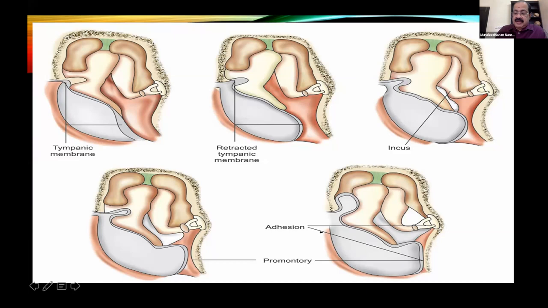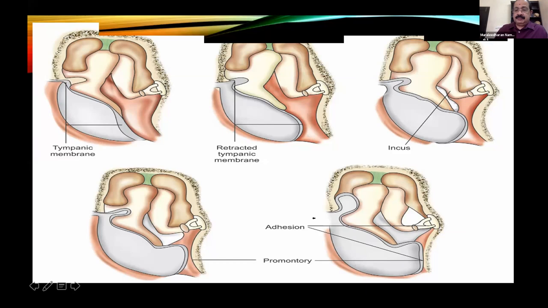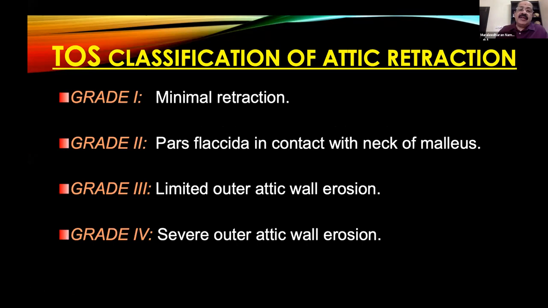As the TOS has described, again four grades: the minimal retraction of the pars flaccida is in contact with the neck of the malleus, and depending on the erosion of the outer attic wall, the scutum, if it is limited, it is grade 3, and grade 4 is severe erosion.